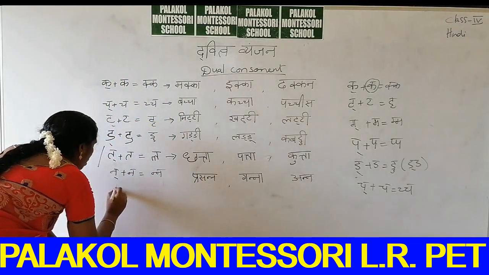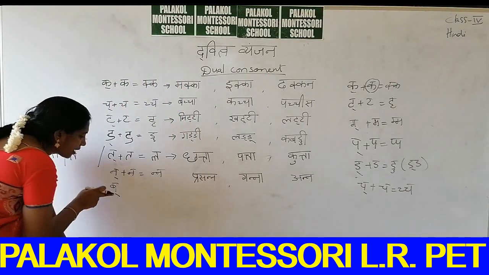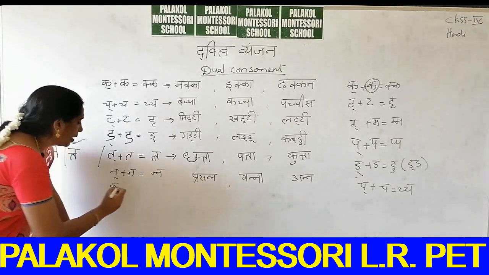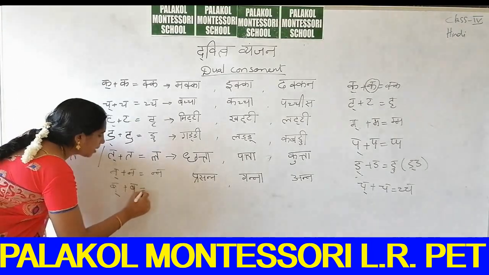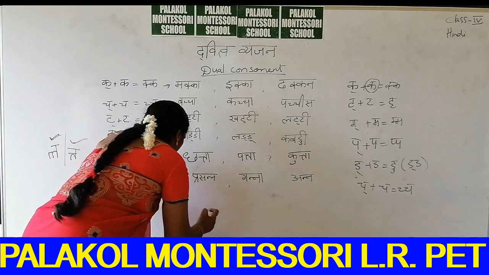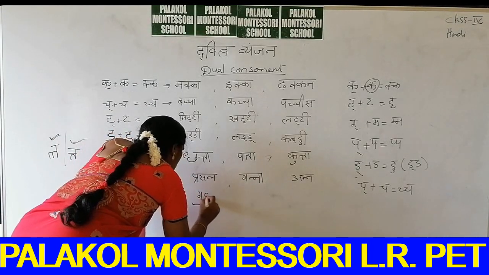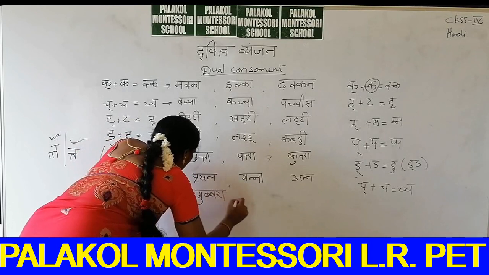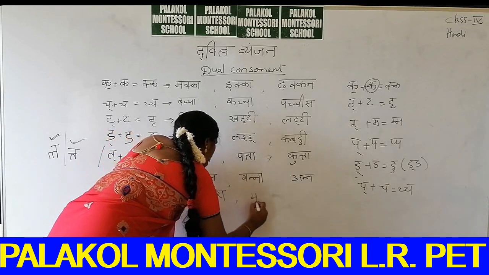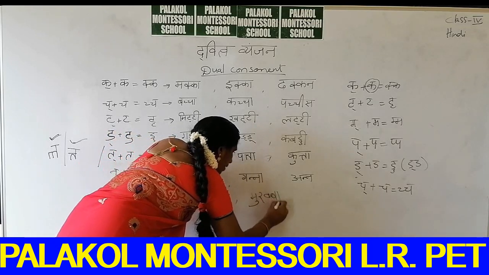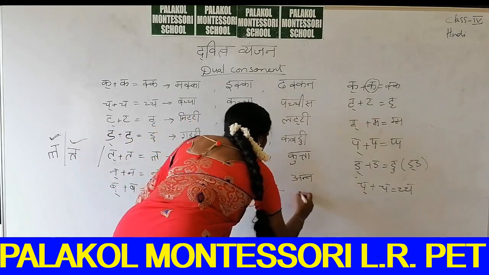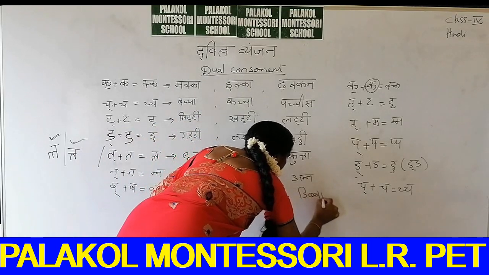Next, ba plus ba. Ba, half ba. This is half. Again I am telling, this is a half ba. We are keeping it as halant. Okay, children. Halant. Ba plus ba is equal to bba. Okay. Next. What is that? Ba plus ba is gubbara. Gubbara. Okay. Next, murabba. Next, dibba.